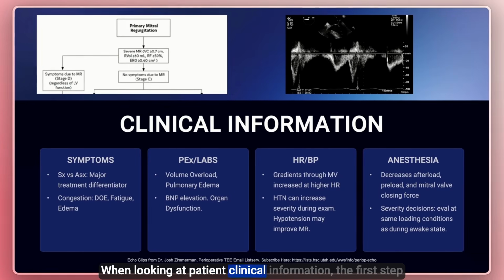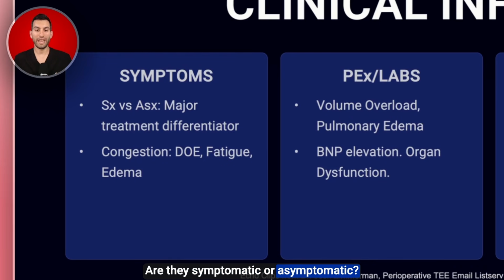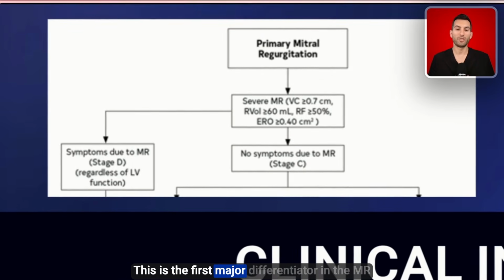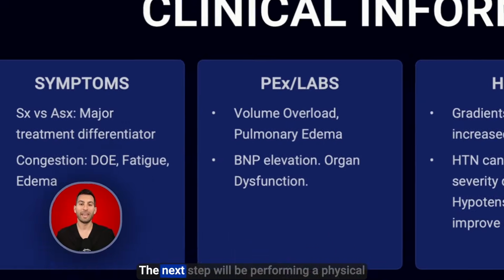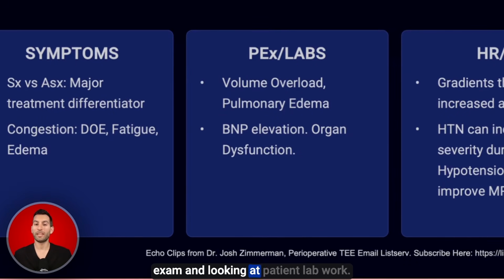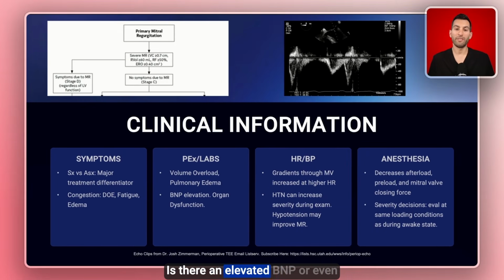When looking at patient clinical information, the first step we'll start with is looking at patient symptoms. Are they symptomatic or asymptomatic? This is the first major differentiator in the MR treatment algorithms, as I already introduced. The next step will be performing a physical exam and looking at patient lab work. Are there signs and symptoms of volume overload? Is there an elevated BNP or even signs of organ dysfunction?